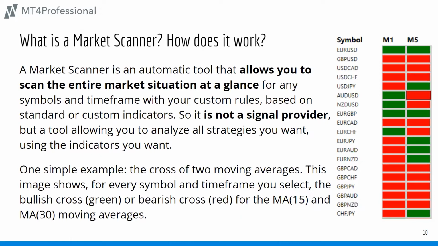Here's a simple example. Say the cross of two moving averages. The image on the right shows a setup where we wanted to find, for every symbol and for whatever time frame we have set up, a bullish setup, a bullish cross, which is the fast moving average moving above or on top of the slow, and a bearish cross, which is the fast moving average moving under the slower one. The bullish cross, I want to see green, and the bearish cross, I want to see red.